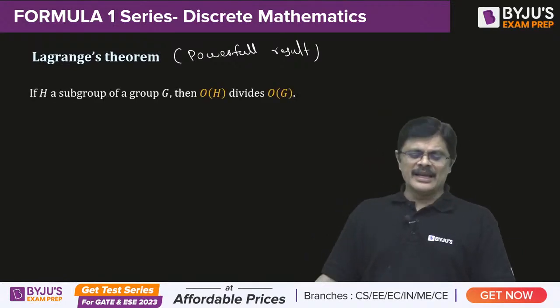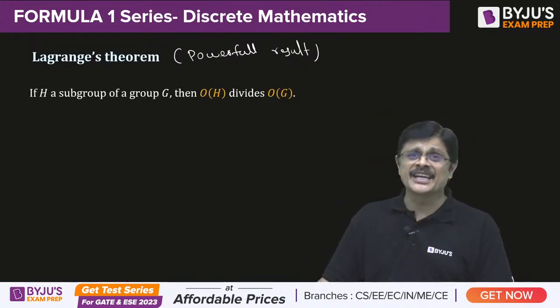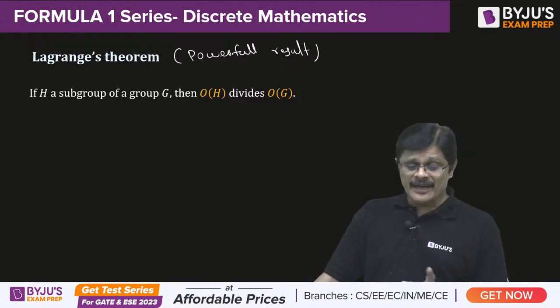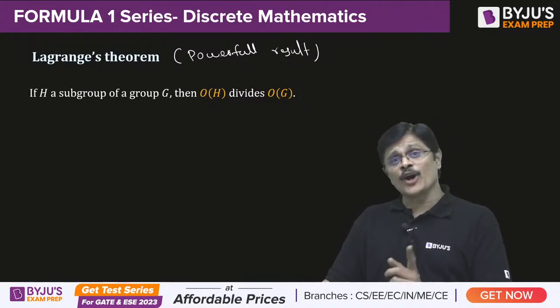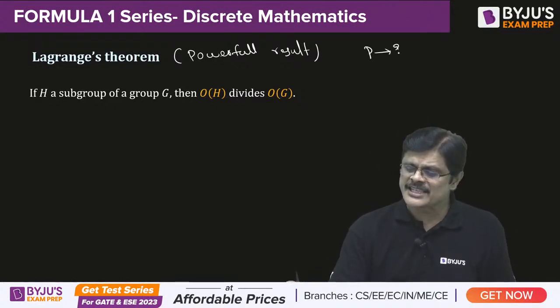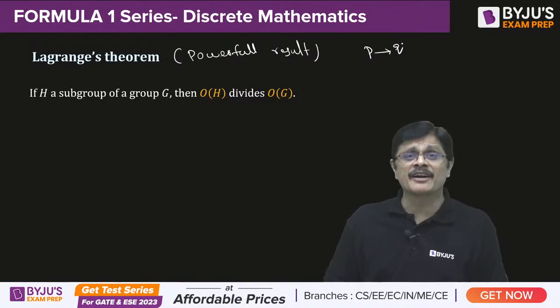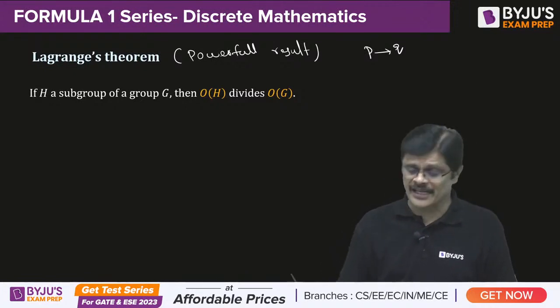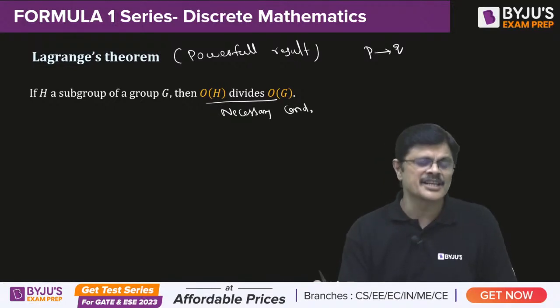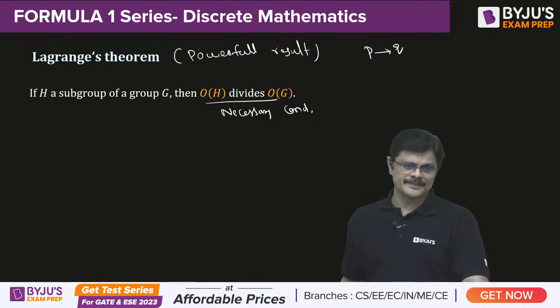Lagrange's theorem: if H is a subgroup of G, then the order of H divides the order of G. See, my dear friends, if the condition is in P, that is called a sufficient condition. If the condition is in Q, that is called a necessary condition. This is a necessary condition but not sufficient, my dear friends.